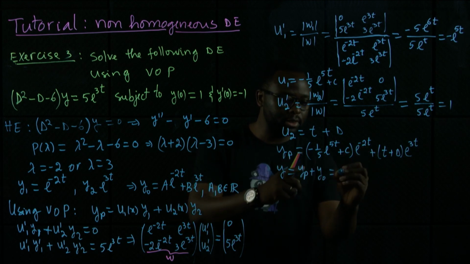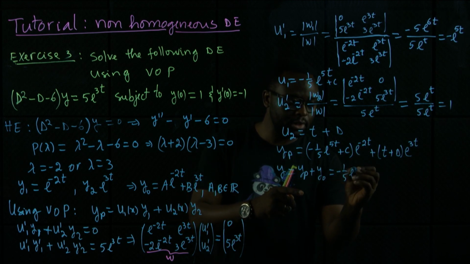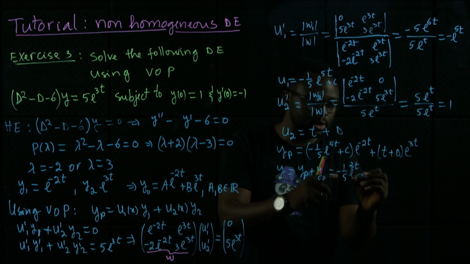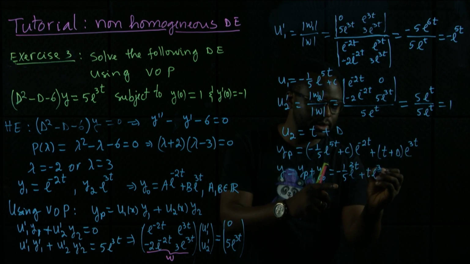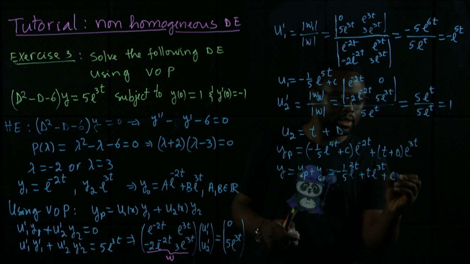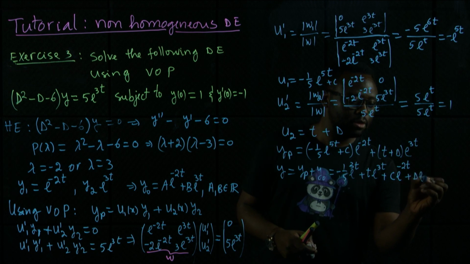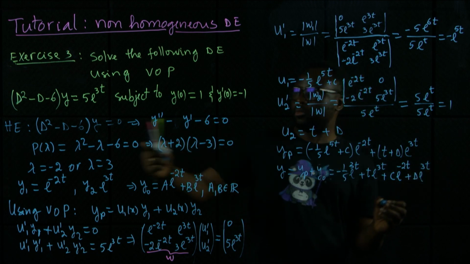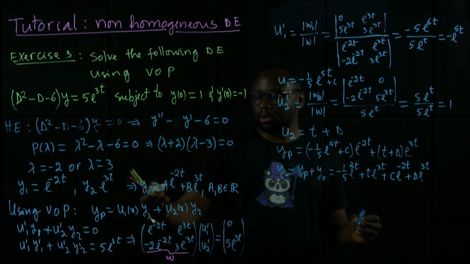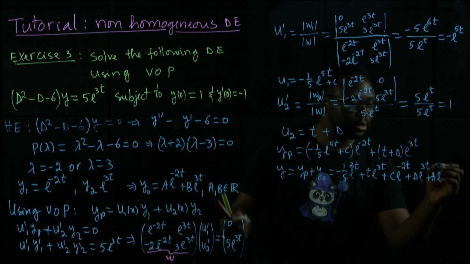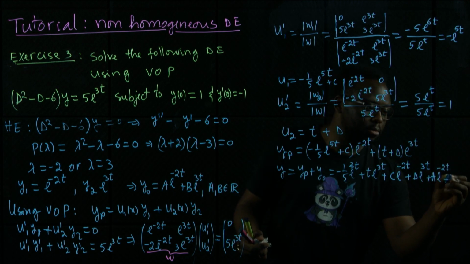This, if we expand it, is minus 1 over 5 times e to the power minus 2t, plus t times e to the power 3t, plus c times e to the power minus 2t plus d times e to the power 3t, plus this solution, the homogeneous solution. This is a times e to the power minus 2t plus b times e to the power 3t.